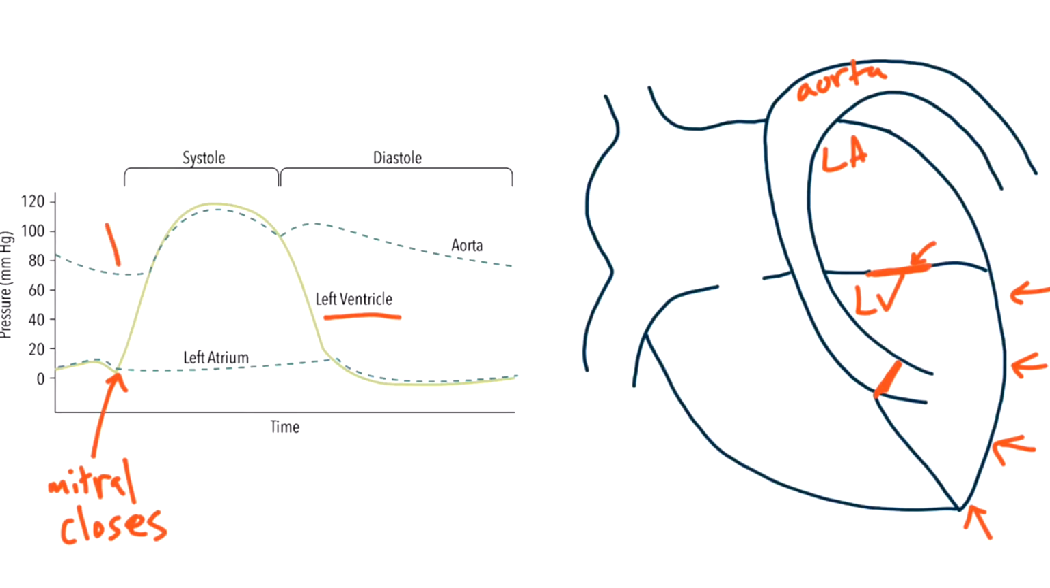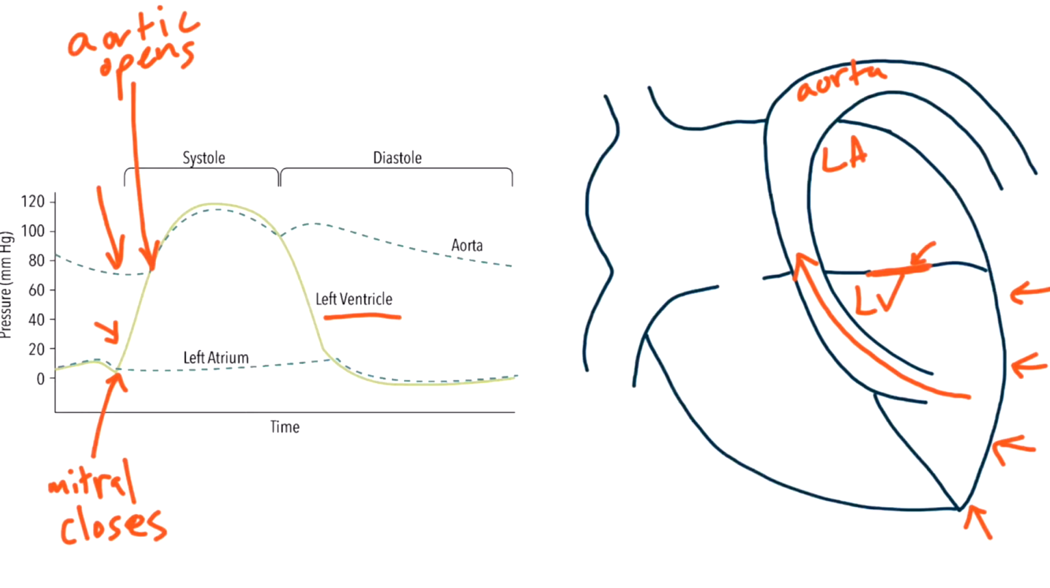Notice that the pressure in the aorta is much higher than the pressure in the left ventricle when the left ventricle first begins to contract. Eventually, the pressure in the left ventricle becomes greater than the pressure in the aorta, causing the aortic valve to open. So I'll erase the aortic valve on the heart image. Notice on the pressure tracing figure that this occurs right here. So the aortic valve opens. At this point, blood begins to move from the left ventricle into the aorta.